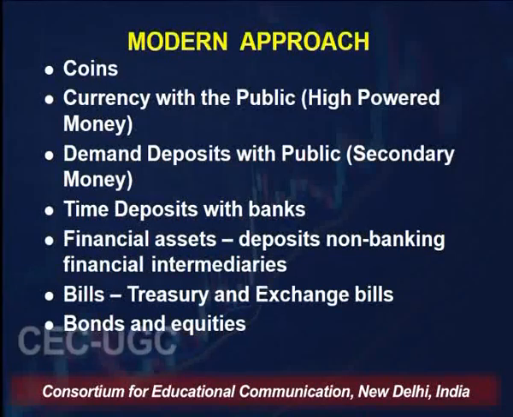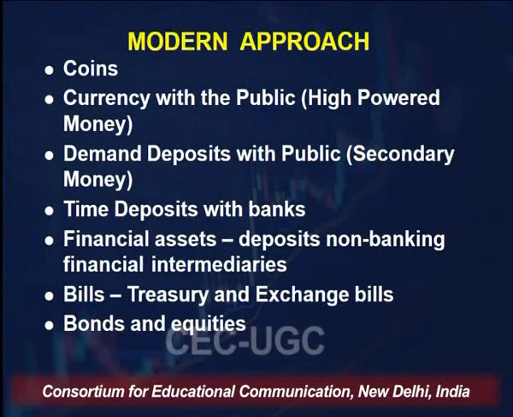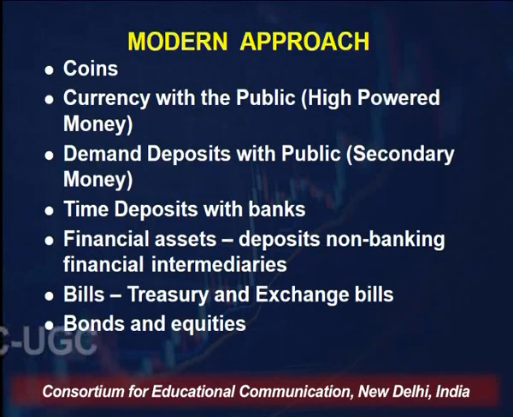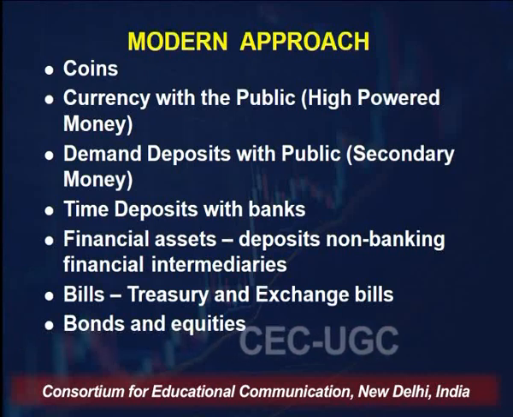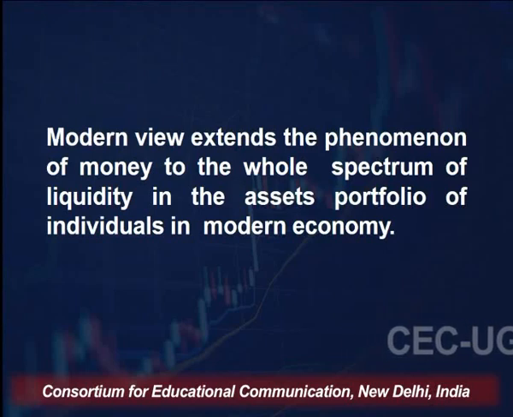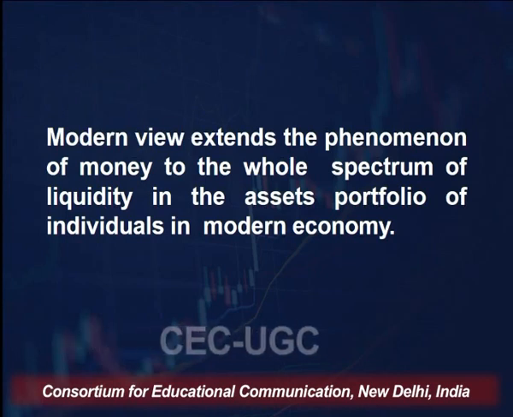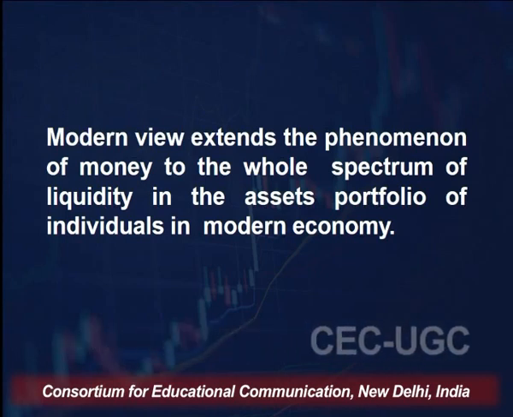But the modern approach includes coins, currency with the public, demand deposits with the public, time deposits with banks, and financial assets: treasury bills, exchange bills, bonds, equities. Everything is included in the modern definition. So the modern view extends the phenomenon of money to the whole spectrum of liquidity in the asset portfolio of individuals in the modern economy. Now, how do we measure this money supply?